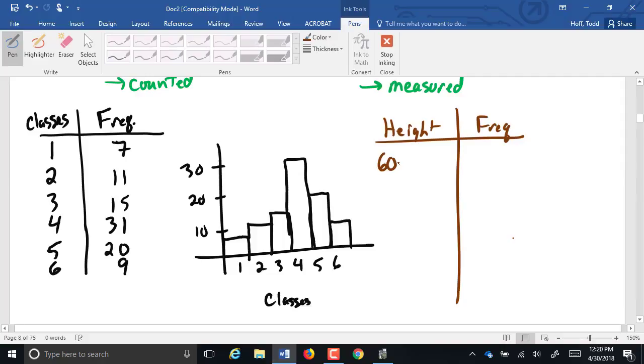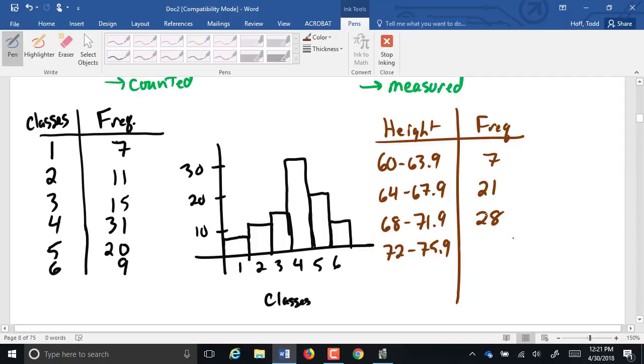So we might have 60 to 63.9 inches, and 64 to 67.9 inches, and 68 to 71.9 inches, and 72 to 75.9 inches. And then list our frequencies. So there might be 7 people in the 60 to 63.9, 21 in the 64 to 67.9, 28 in the 68 to 71.9, and 11 in the 72 to 75.9. So you would get your same breakdown there.